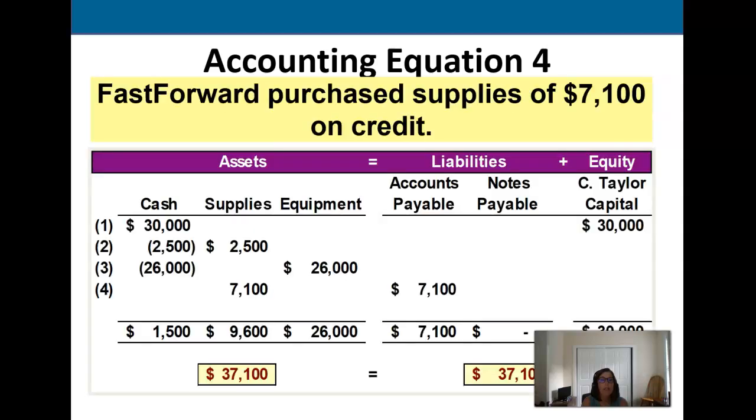So now we're going to see how that impacts both sides of the equal sign. Well, our supplies went up, so now we've got $9,600 in supplies here, and total assets of $37,100. We have that accounts payable total now living on the right side of the equal sign, and when we add that to our owner's equity, that also equals $37,100. Lo and behold, our equation still holds true and we are in balance.